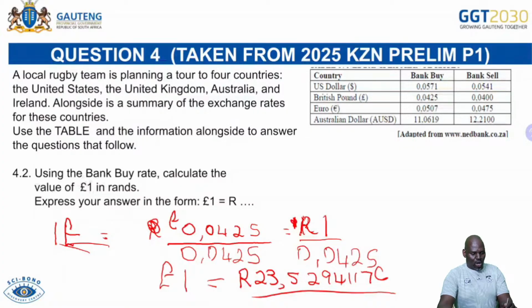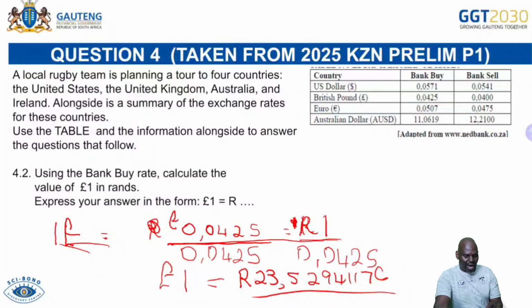Okay, so now you can see in this case they say use the bank buy rate, calculate the value of 1 British pound in rands. So in this case, they have indicated that 0,0425 British pound will give you 1 rand. So that is why I said 0,0425 is equal to 1 rand. And then after that, I want to be left with 1 on the left hand side. So in order for me to be left with 1, I have to divide by the very same number. I divide by 0,0425 on the left hand side, I must also divide by the very same 0,0425 on the right hand side.